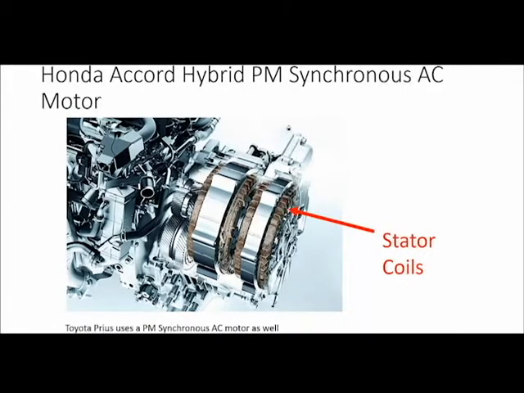Okay, so there are expensive ways of using this similar solution. Toyota Prius uses a permanent magnet synchronous AC motor as well, but here's a good example from the Honda Accord. Systems like this are used all the time. I don't know if you've ever, probably if you've driven enough Lyft rides or Uber rides, you've probably been in a Toyota Prius before. Right?